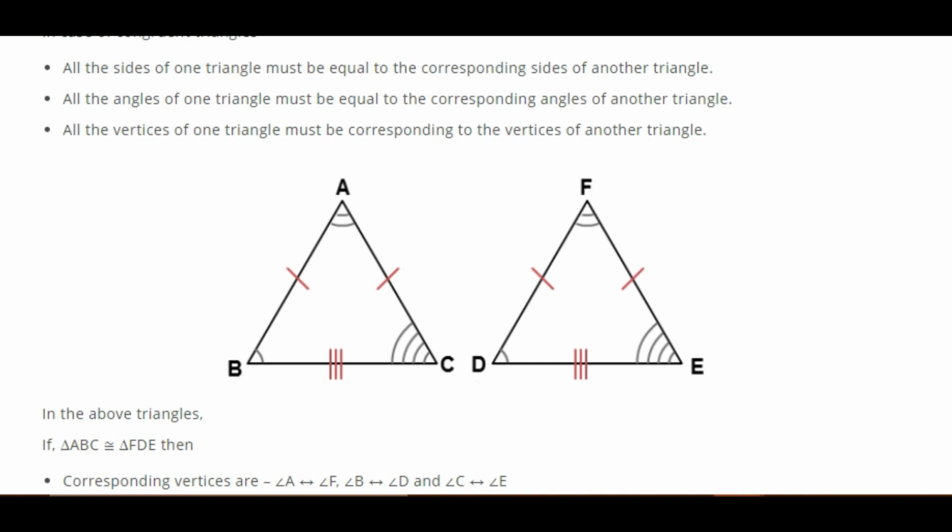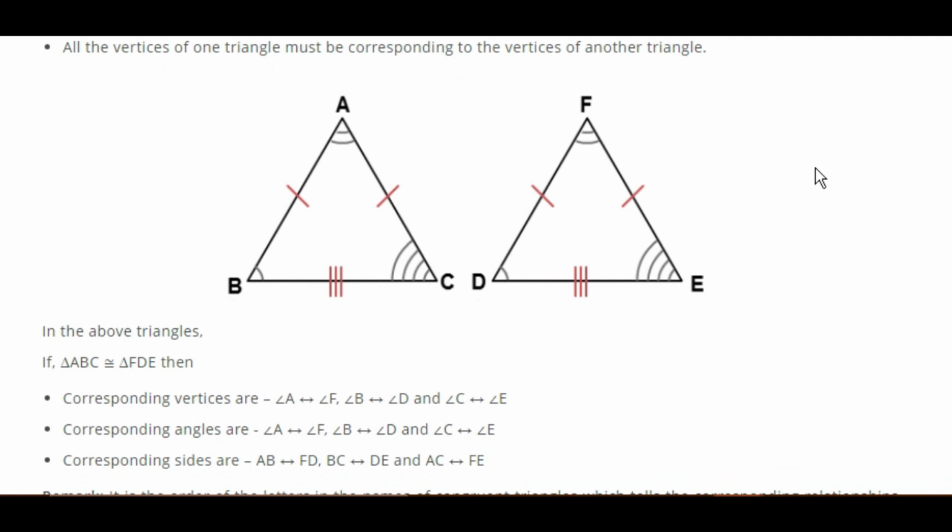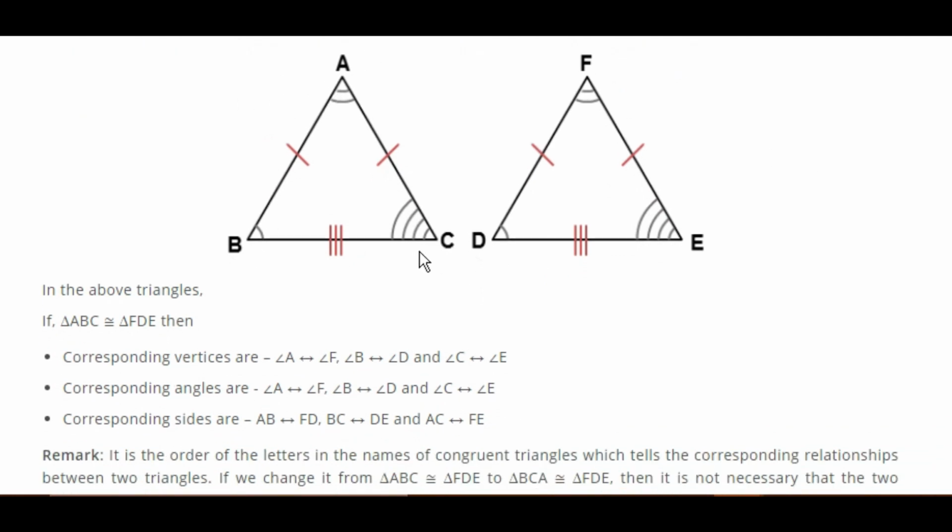Is it clear? So here in this triangle, if triangle ABC is congruent to triangle FDE, then the corresponding vertices are A and F, B and D, C and E. The corresponding angles are angle A and angle F, see, two marks are there, then angle B and angle D, and angle C and angle E. If we talk about corresponding sides, then AB and FD, AC and FE, BC and DE. These are corresponding sides.